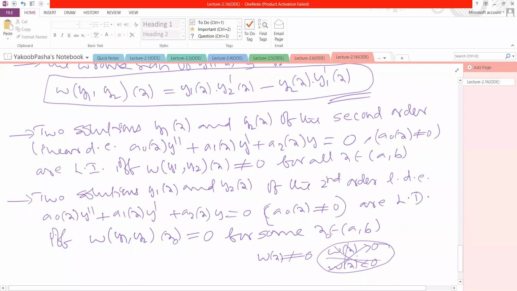Here there is no meaning of signs in the Wronskian. For the Wronskian there is no meaning for signs.